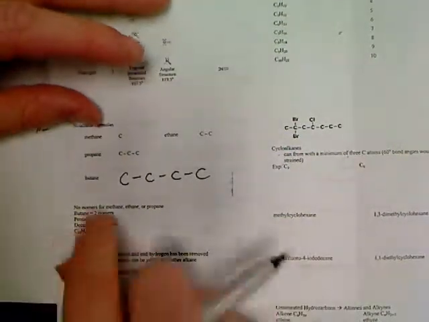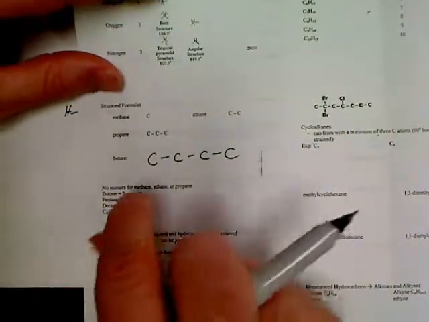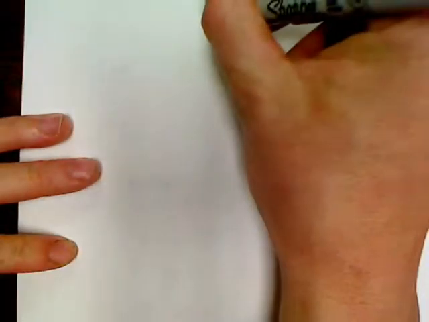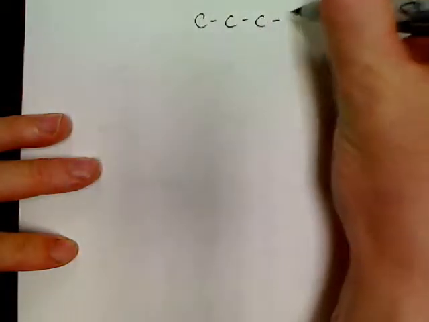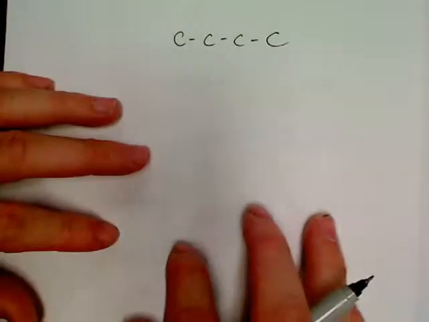Now, here's the thing. This word isomers down here is where this is about to come in. Butane has what's known as an isomer. In other words, I want you to look. If I just say butane, that's 1, 2, 3, 4 C's. Well, this meets all the requirements. But here's the thing.